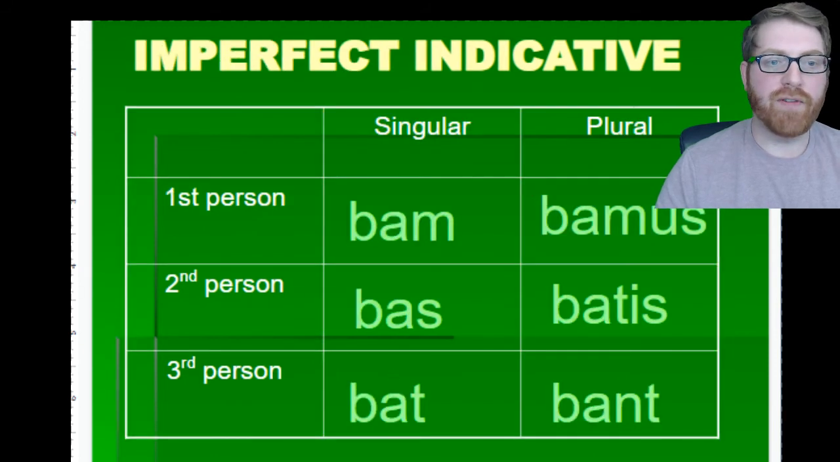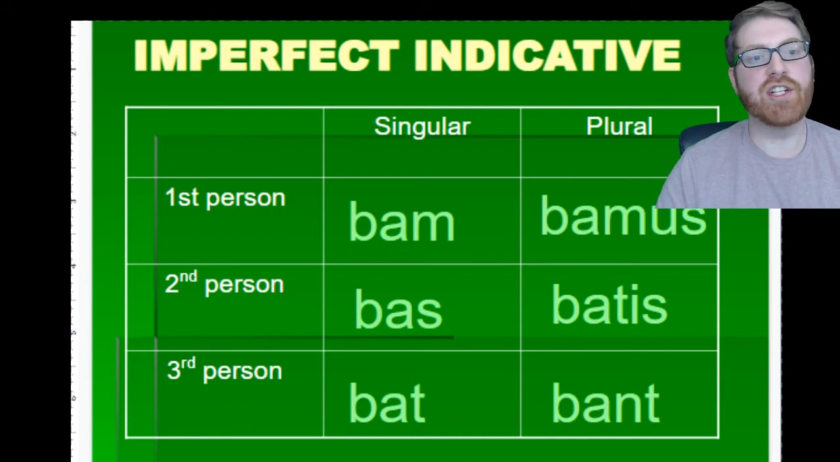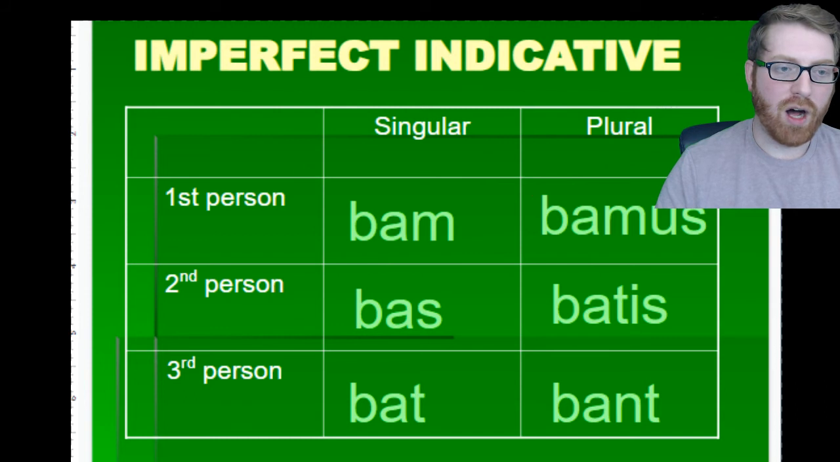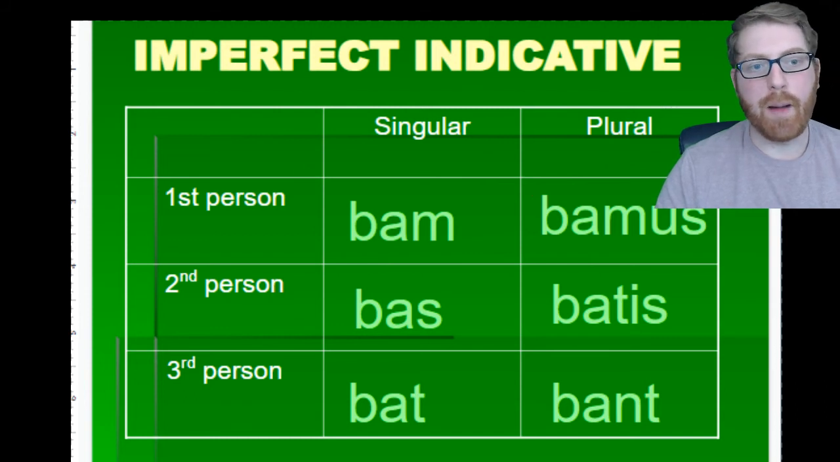And the imperfect tense, we talked about this last chapter, how if I'm doing it, it's going to end in bam. If you are doing it, bas, he, she, it, bat, we, bamus, all right, y'all, batis, and they, bant.